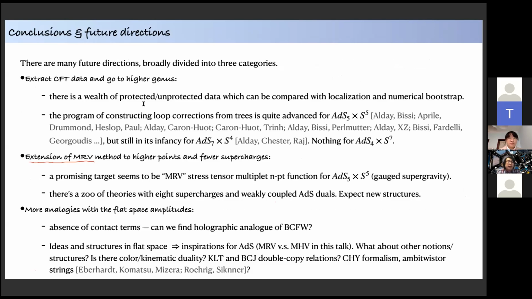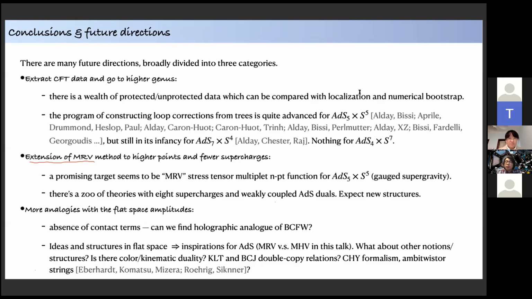And finally, let me mention some future directions, which are broadly divided into 3 categories. So the first is we can try to extract data from these amplitudes and try to use them to go to higher genus. So we computed a lot of tree level AdS scattering amplitudes, and by using the AdS/CFT correspondence, they encode a lot of both protected and unprotected data about the boundary CFT.